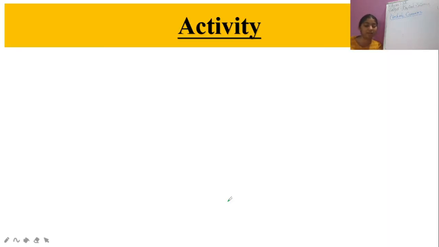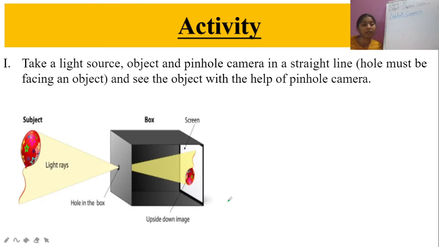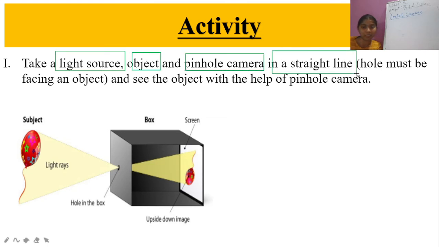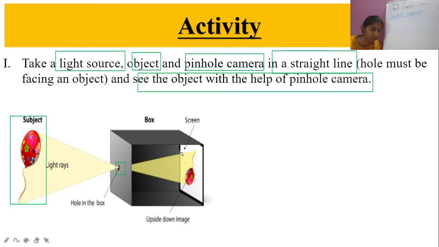Now students, we have an activity. See, you have to take a light source and an object or pinhole camera. All these things are required, and you have to place them in a straight line. Then you have to see the object through the pinhole camera. Students, you can see here a black color sheet is used, right? And the source of light is coming from this balloon, right? This is our object. As the light goes through this hole, you can see on the screen there is one image.